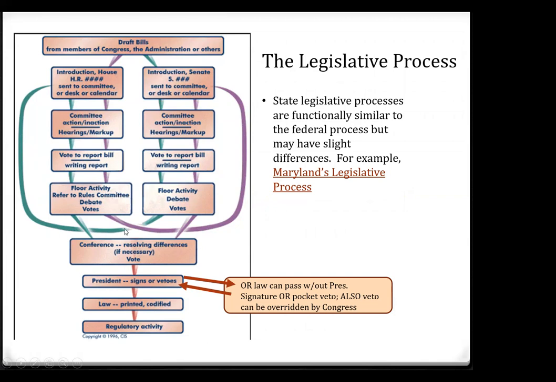At the end, we have the conference where both bill versions, both the House and the Senate, will come together and try to hammer out the differences between the two if necessary, if there have been changes. The president will then either sign or veto the bill, and we'll get into how that can be a little more complex in rare circumstances in a second. And then the bill becomes a law.